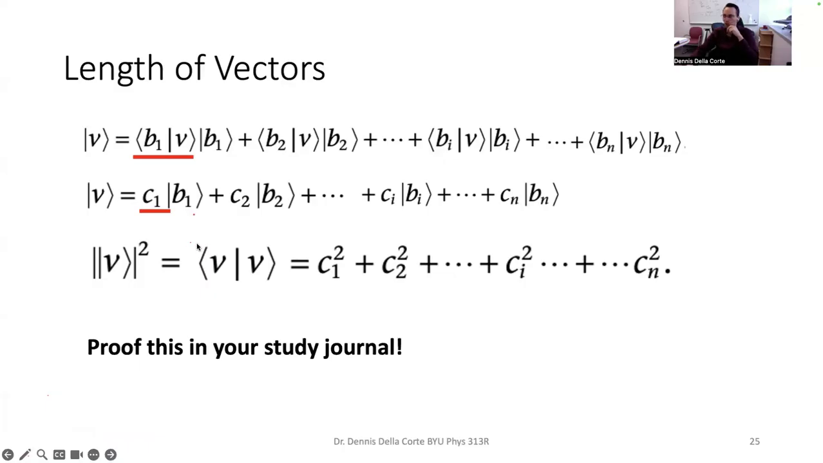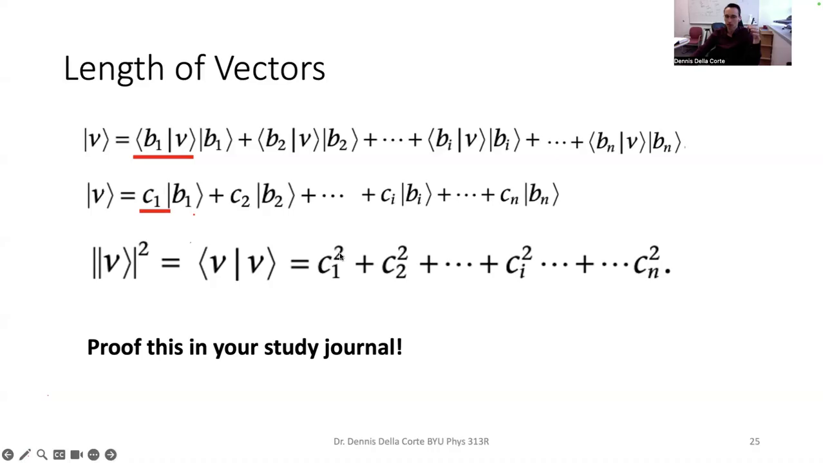You're supposed to prove this yourself. So I won't prove it for you, but it's quite easy to see that if you take the bra vectors for these ket vectors and multiply them, calculating this here, you will get a 1 wherever the bracket of the same basis with itself is calculated and 0 everywhere else. And so you end up with just the probability amplitudes squared left over.